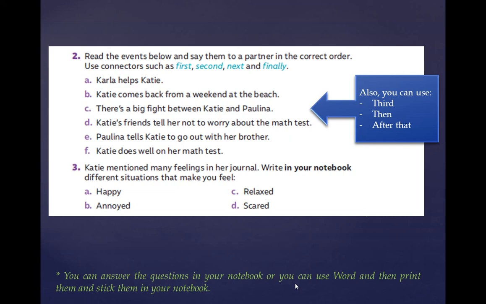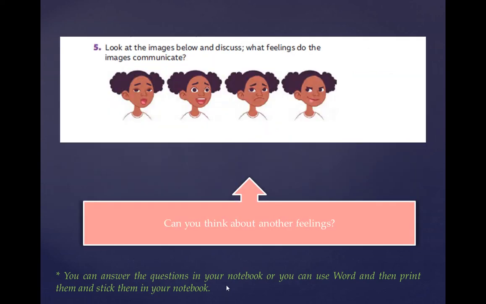Again, you can answer these questions in your notebook, or you can use Word and then print them and stick them in your notebook. It's not necessary for you to write everything down. Number 5. Look at the images below and discuss what feelings the images communicate. There you have 4 faces. So, can you think about other feelings that you can connect with these faces? Remember, you can answer the questions in your notebook, or you can print this information and stick it there and write some feelings down.